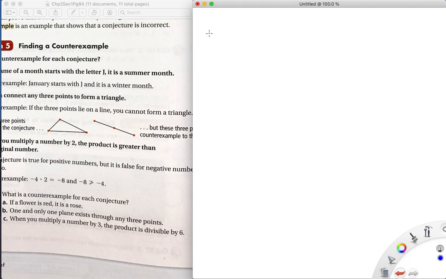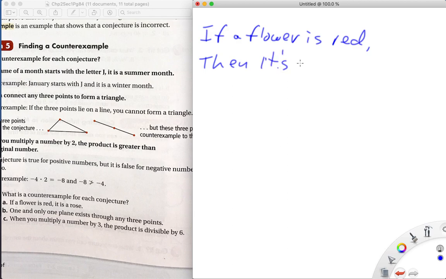This one says if a flower is red, then it's a rose. Can I think of a flower that can be red and that's not a rose? Carnation. That's a flower that's red and not a rose. So this would be my counterexample to that statement. I just made the conclusion false. The conclusion is right here: it's a rose if it's red.